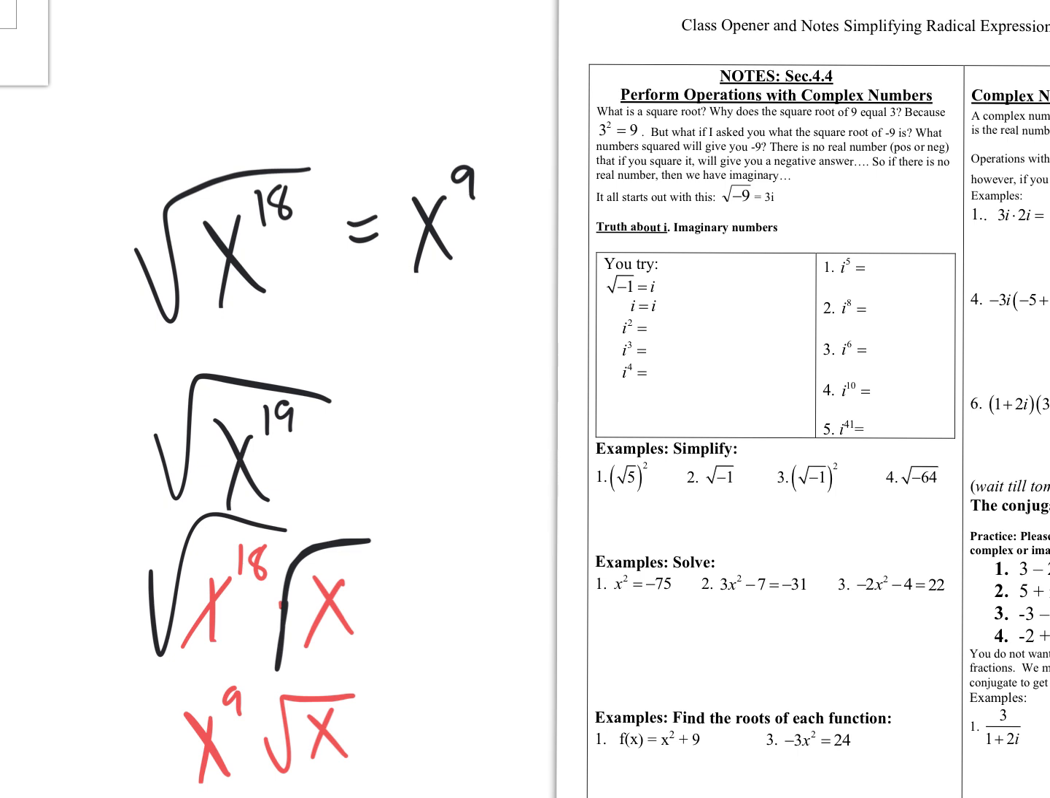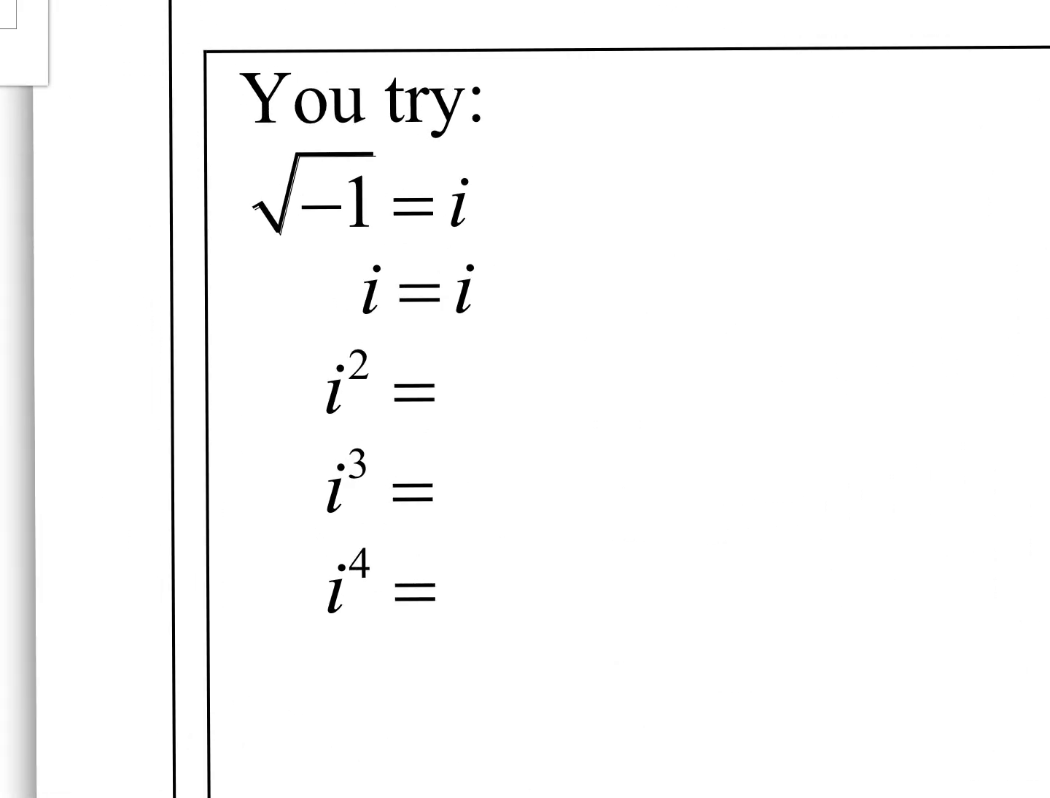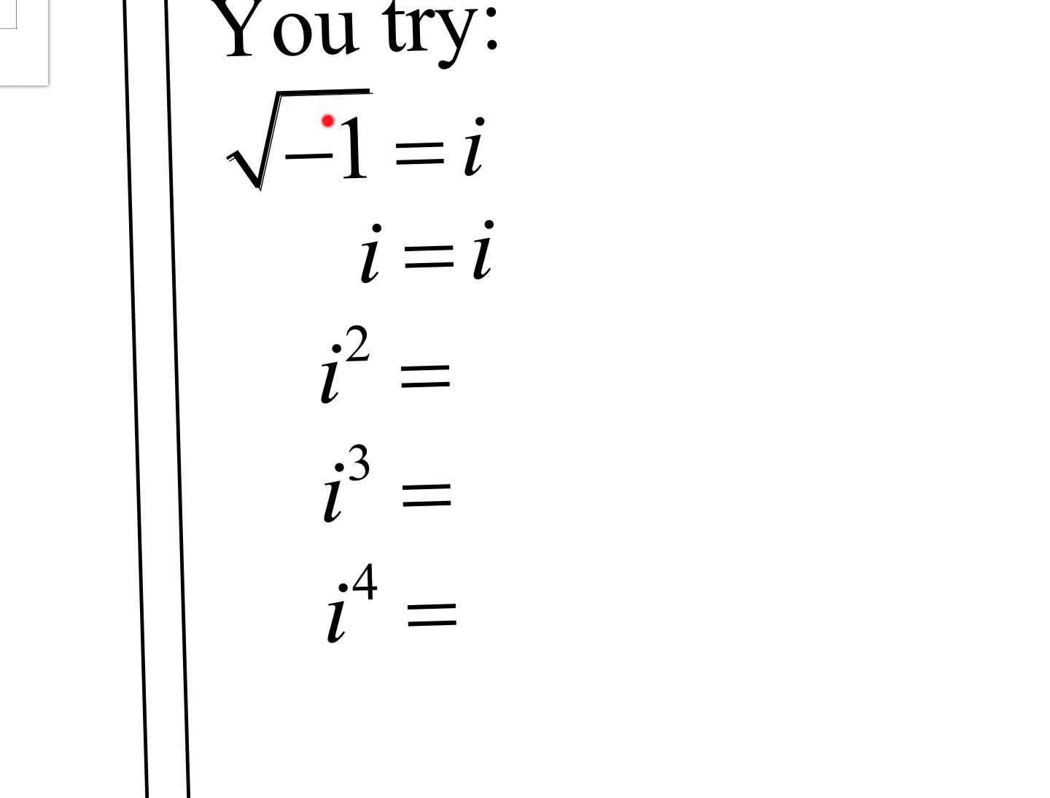Okay. And then yesterday we focused in on the variable i, which comes from the square root of a negative number, right? So the square root of -1 is i. And with that, you could conclude that i squared is really -1. And we could also conclude that i to the third is really i squared times 1 more i, which would be a -1 times i, which would be a negative i. And then i to the fourth is really i squared times i squared, which is really a -1 times -1, which is a +1.